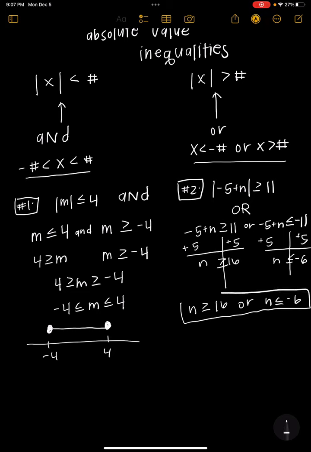So those are my answers. Let's graph those. So we have negative 6, and then up here we'd have 16. So it has to be n is greater than or equal to 16, so it's a solid dot, and it's going to point this way because it's greater than or equal to 16. That means that it has to be bigger than 16, which means the arrow points towards the right. Then we have n is less than or equal to negative 6. That means there's a solid dot at negative 6, and then the arrow points towards the left. And there's our graph. Okay, so now let's go through the last two examples.